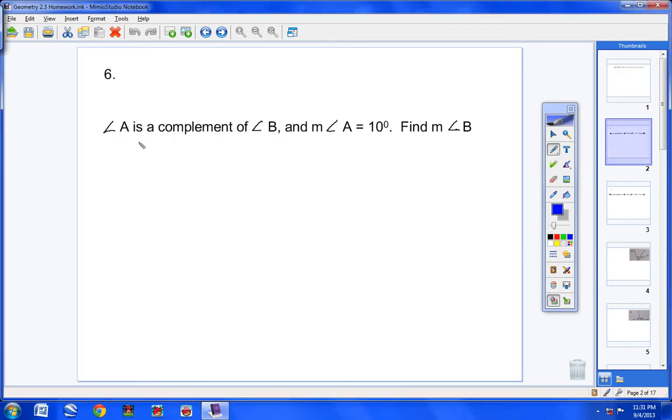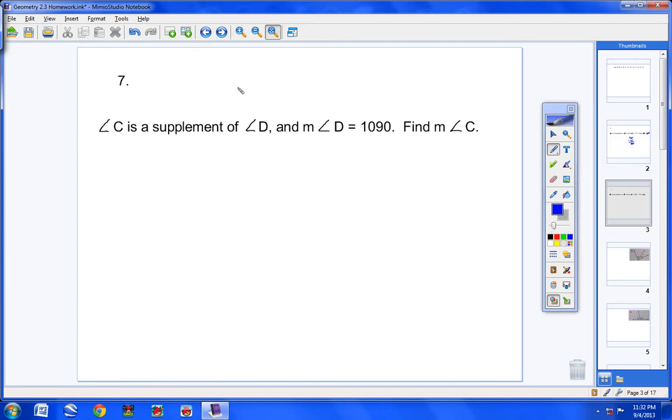Number 6 says, A is a complement of B. That means A plus B will equal 90. A is 10 degrees. Find the measure of angle B. Well, we know they're complementary, which means they add up to 90 degrees. So I'm going to take 90 minus 10, and that's going to give me 80 degrees. So I know the measure of angle B is 80, and that makes sense. 80 plus 10 is 90.